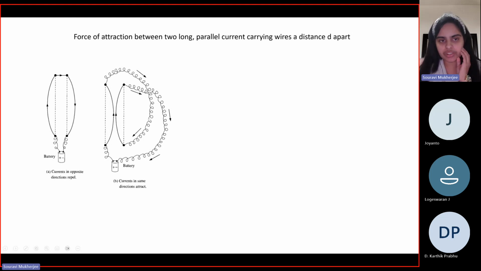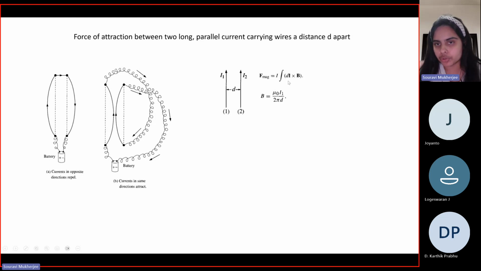Now, how to understand this? What we do is take one wire and try to find the magnetic field for this wire, and let us work out the directions. So you have two wires, I1 current flowing through one and I2 current flowing through the other, at a distance d apart. The magnetic field for the first wire at a distance d will be given as mu0 I1 by 2 pi d, and now you have to use this relation to find the force.